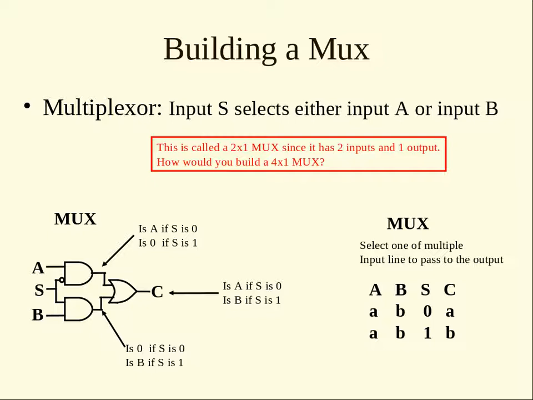All right, so this is a 2x1. How would you build a 4x1 mux? You have a 2x1 mux. How do you build a 4x1 mux? Not necessarily together. Oh, by the way, we have a special symbol for a mux. It's a trapezoid on its side. We want to have 4 of them.